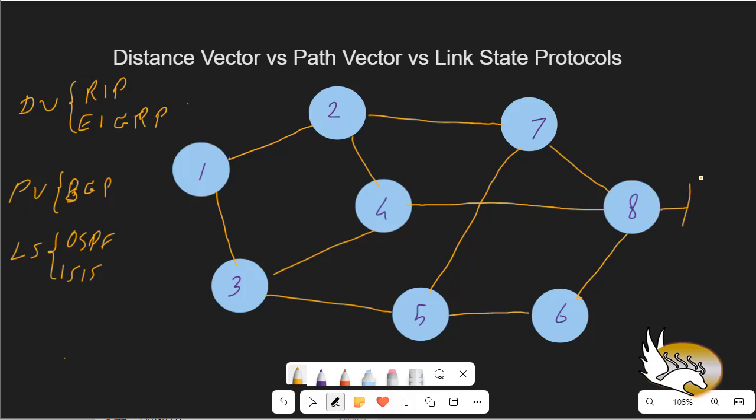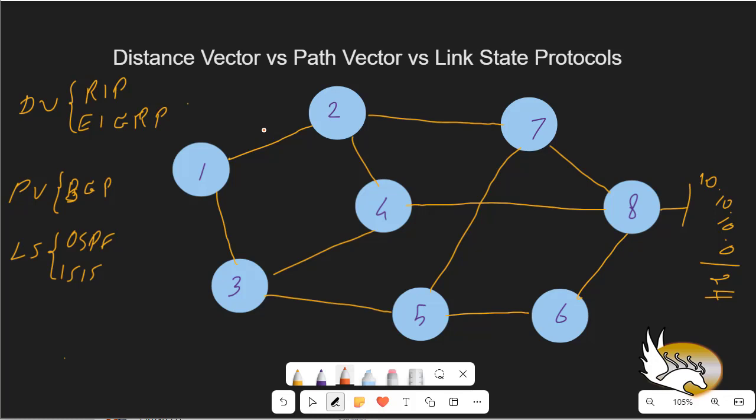A distance vector protocol is going to use some factors to understand how it can reach this network down there. So let's say that this is going to be network 10.10.10.0/24. So how am I going to get to that part of the network? I'm going to use hop count if I am RIP, or I'm going to use some other criteria.